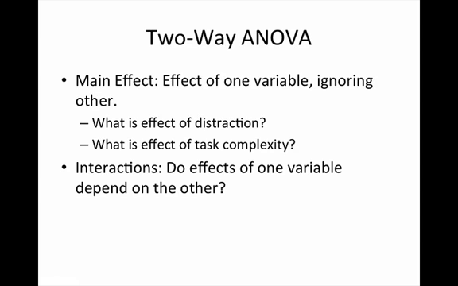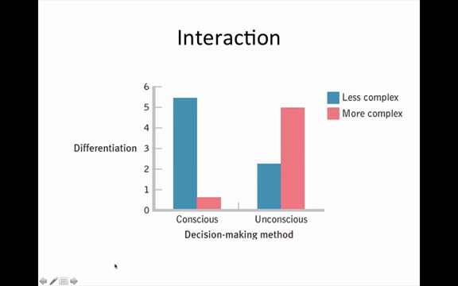But the interesting effect in a two-way analysis of variance is always the interaction term. This asks the question, does the effect of distraction depend on complexity? Or does the effect of complexity depend on distraction? And we can visualize this by looking at the following bar graph.